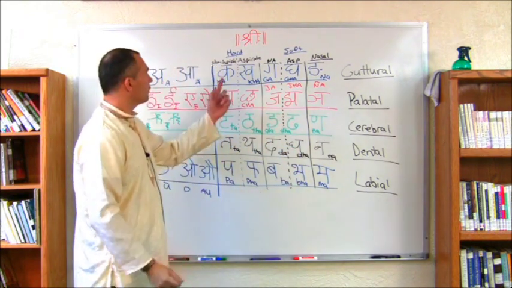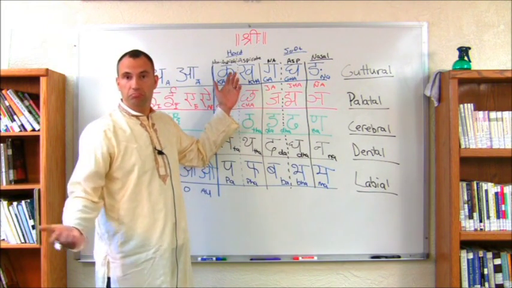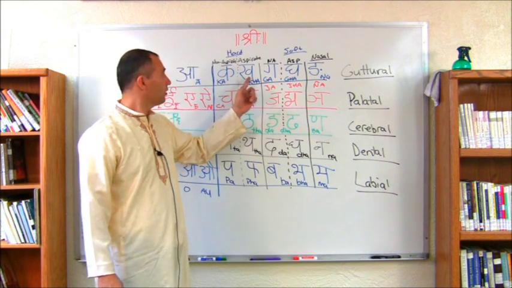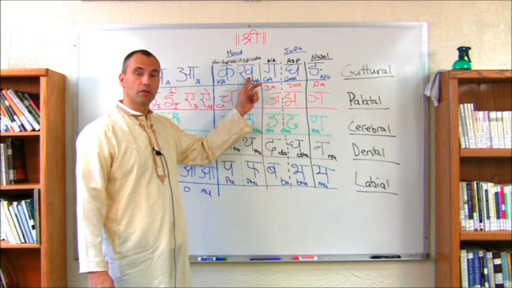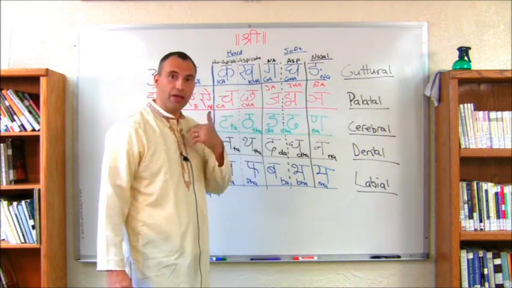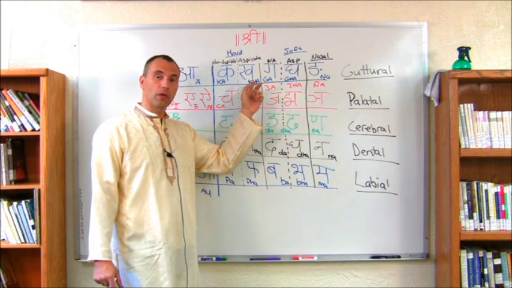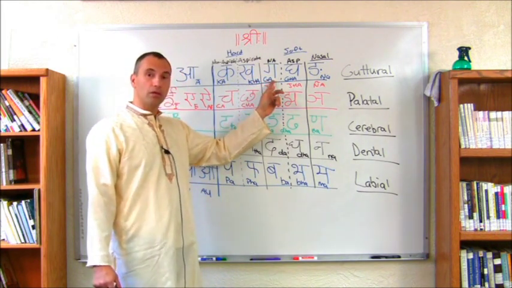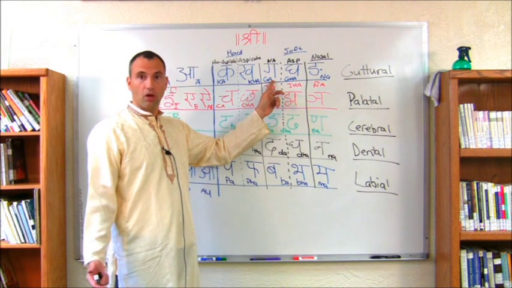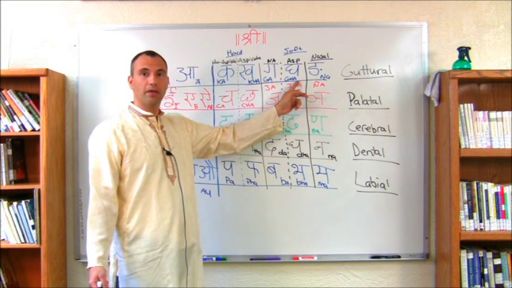So, the first sound is k. Say k, just like cake. Okay? And then kh. Say kh. Aspiration is that extra breath you put into it. Kh. Okay? Then g, like gone, g. And gh, like big head, gh.